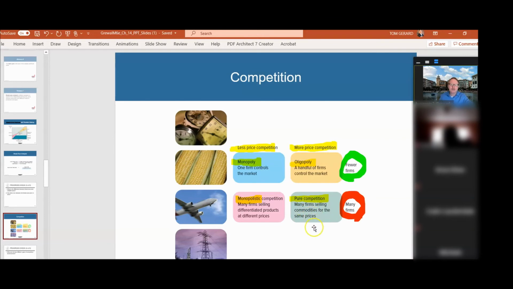But you have many firms, but with gasoline, the commodity price, the barrel of oil price, is the same. And so you might have many different firms that are selling gas at all the same price. And where do you shop?